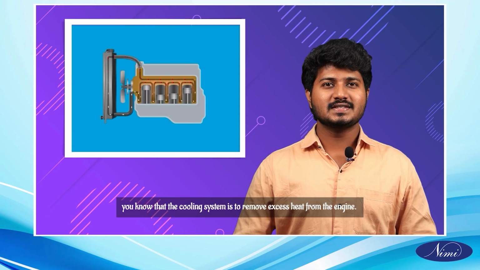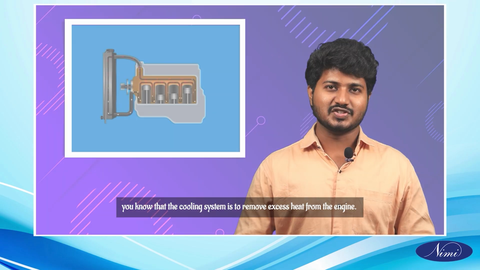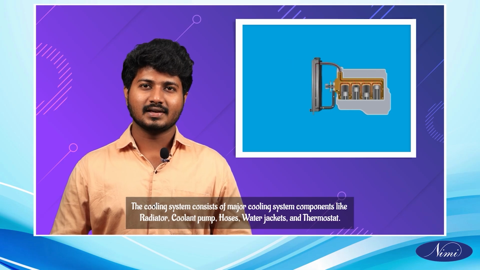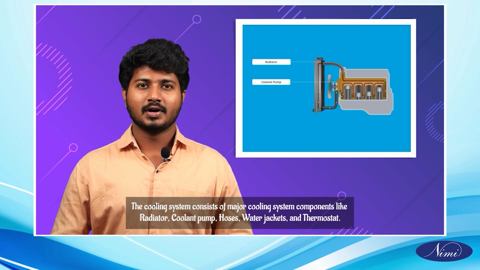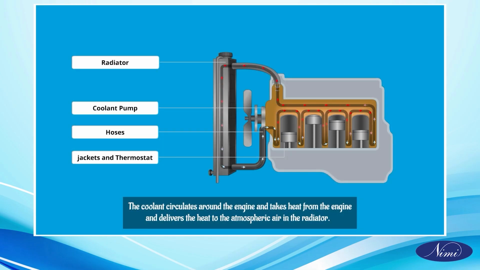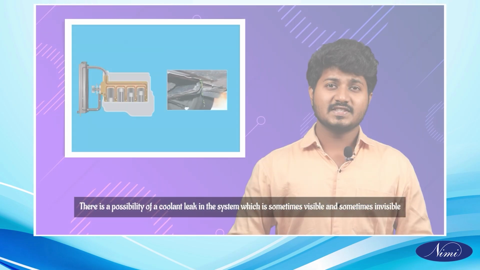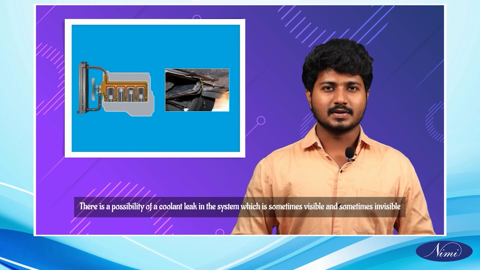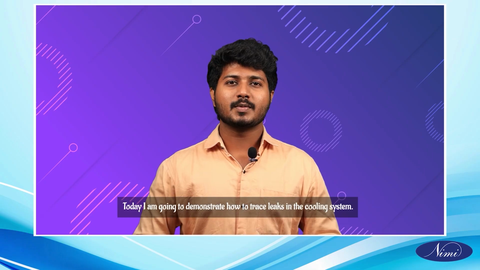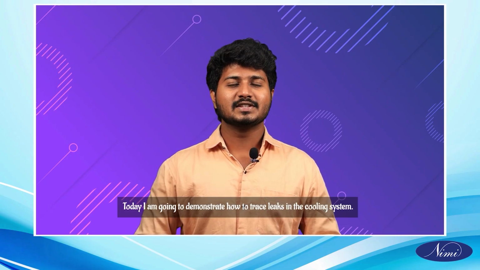You know that the cooling system is to remove excess heat from the engine. The cooling system consists of major components like the radiator, coolant pump, hoses, water jackets and thermostat. The coolant circulates around the engine, takes the heat from the engine and delivers the heat to the atmospheric air in the radiator. There is a possibility of a coolant leak in the system, which is sometimes visible and sometimes invisible. Today I am going to demonstrate how to trace leaks in the cooling system.